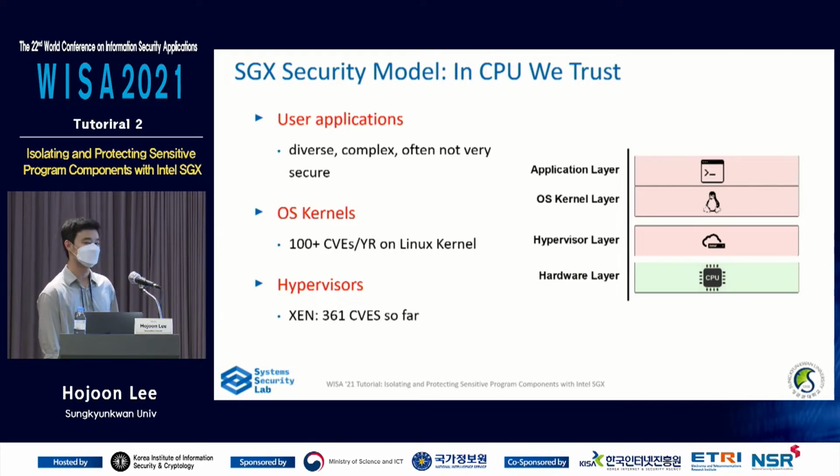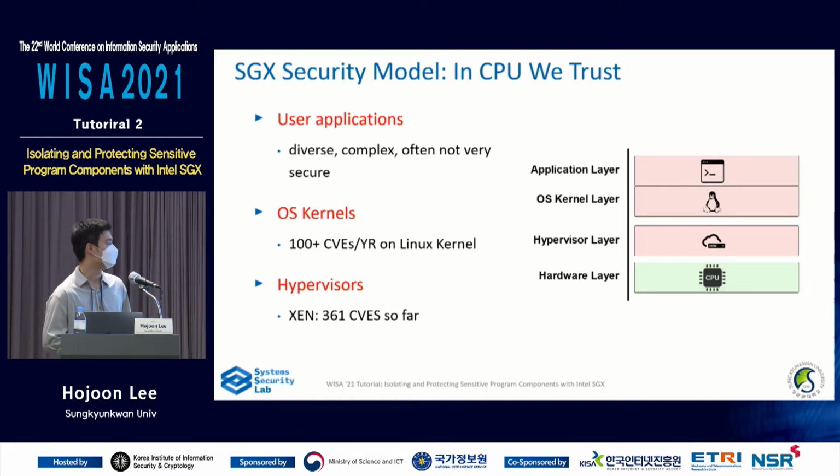Okay, so "in CPU we trust" is one phrase that very well describes the SGX security model. User applications cannot be trusted for obvious reasons, right? User applications are diverse, complex, managed by third parties, and you're basically at the mercy of the developers to not make vulnerable programs. So user applications are obviously not trusted.